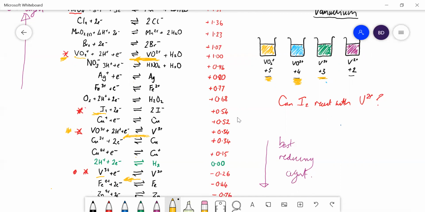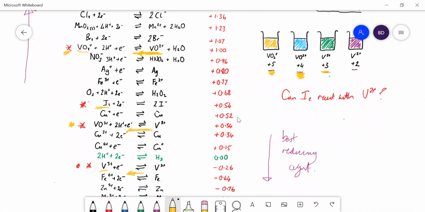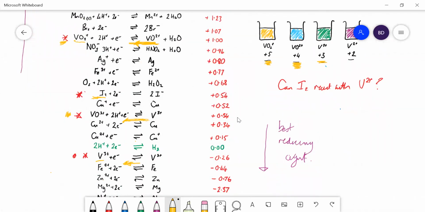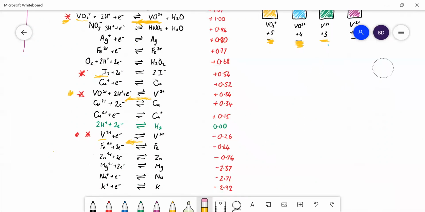So again, it's looking at what's above things in the series. Now this is getting a bit messy, but let's think about a similar one. The question is, and this is one you're very familiar with, the reactivity series of metals. The question is, which metals can dissolve in acid and release H2 gas?